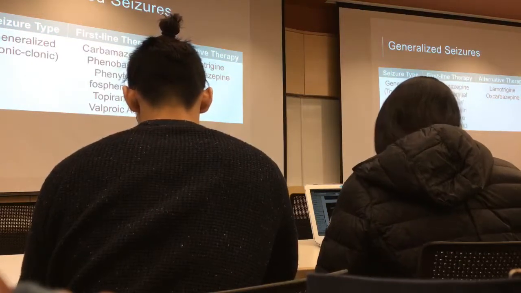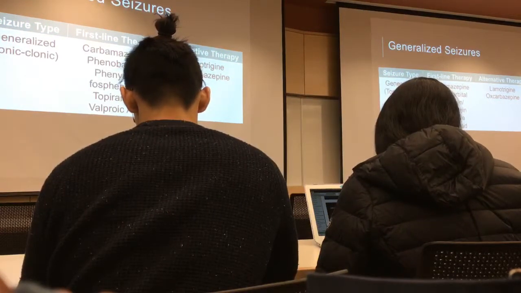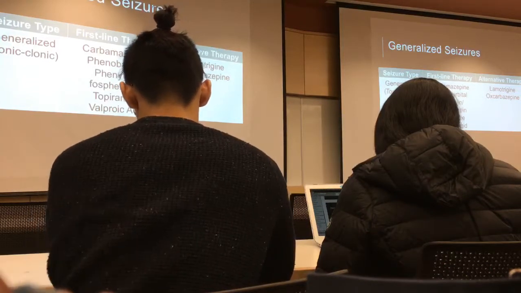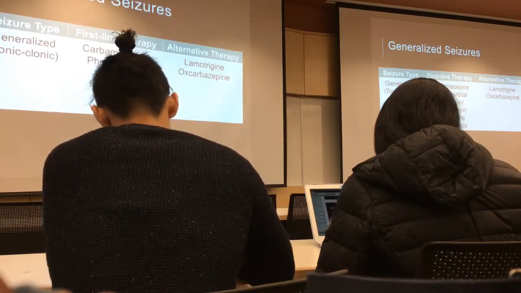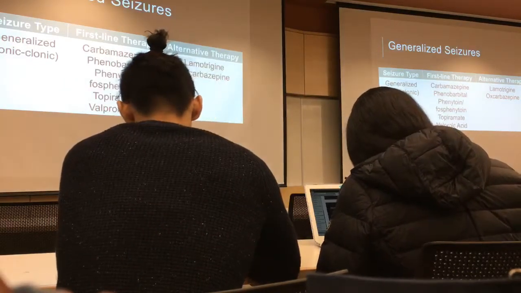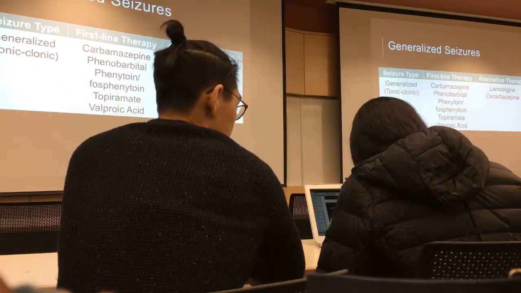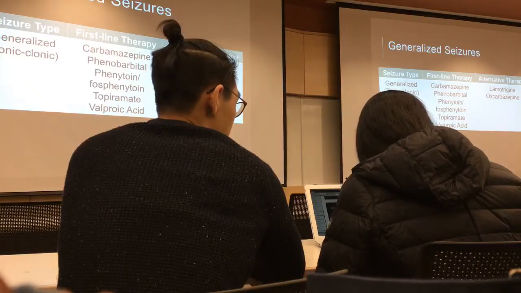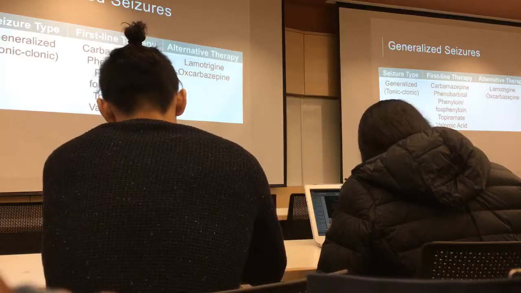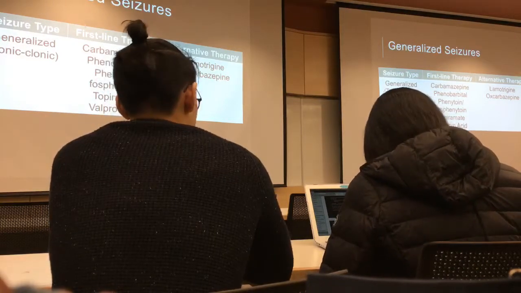Then you have your generalized seizures. Now, with generalized seizures, we're going to focus mainly on tonic-clonic, because in most cases, if our kids come in, they usually come in with a combination of tonic and clonic generalized seizures. There are many first-line options. So you really could choose any of those, but you want to take a look at the risk versus benefits of each one of those.